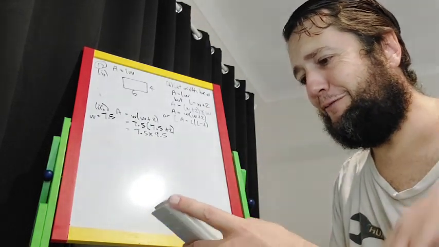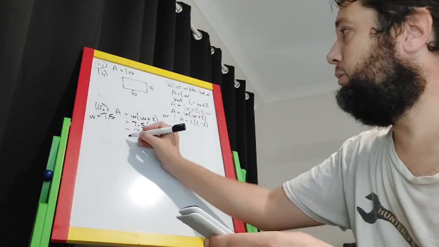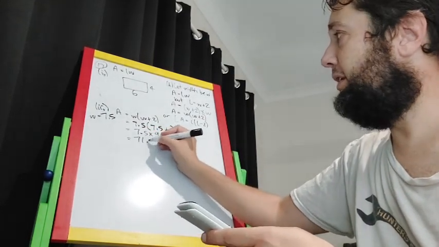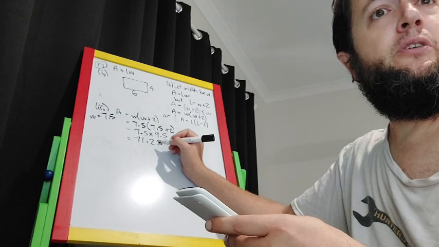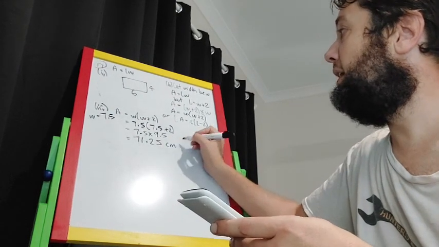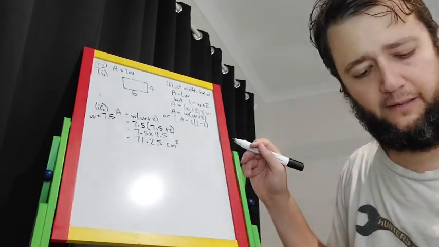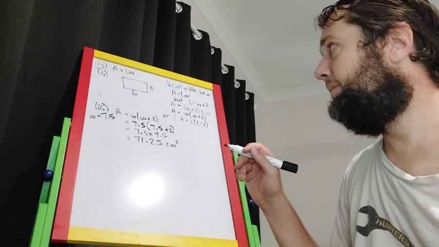7.5 times 9.5. And we've got 71.25. What units are here? It was all in centimetres. Remember, area is squared, so you should get centimetres squared.